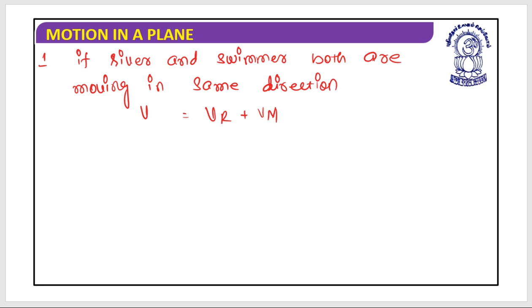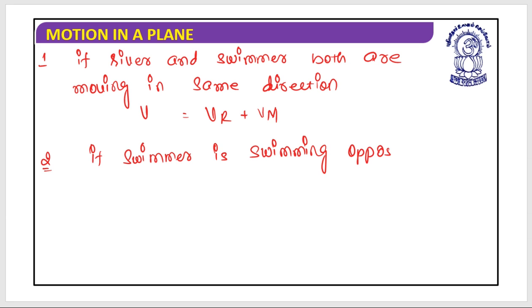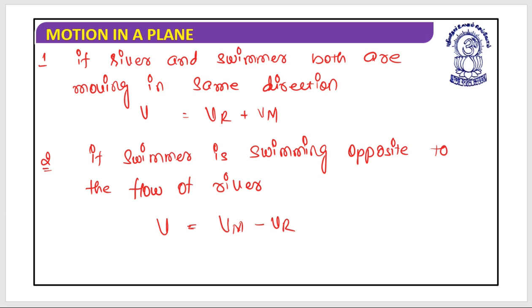Let's represent it by a V. Second, if swimmer is swimming opposite to the flow of river, then their relative velocity will be equals to Vm minus Vr. I hope these two things are clear.